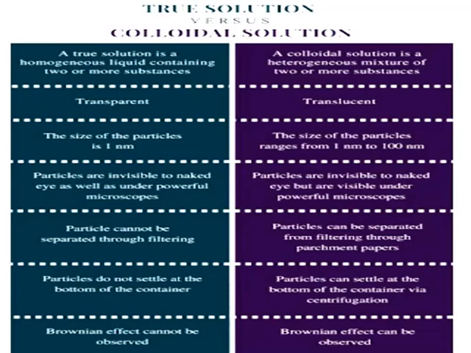The size of the particle is 1 nanometer in diameter or less in true solutions. The size of the particles ranges between 1 nanometer and 100 nanometer in colloids. Particles are invisible to naked eyes and cannot even be seen with a powerful microscope in a true solution, whereas particles in colloids are invisible to our naked eyes, but are visible under a powerful microscope. In both cases, filtration does not separate the particles.